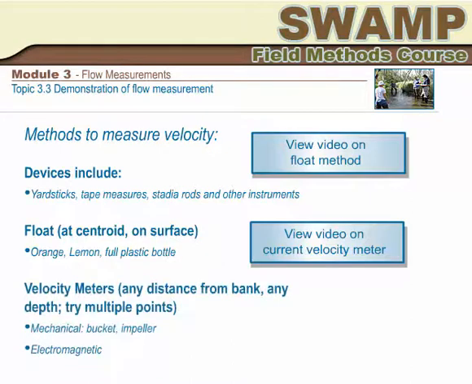When you use a mechanical velocity meter, the flowing water rotates a moving part, and the circular motion is translated to velocity units. You can also use one of several types of electromagnetic current meters, which sense velocity based on electrical currents in magnetic fields. Click on the top button to see a demonstration of the float method, or click the other button for a velocity meter demonstration.